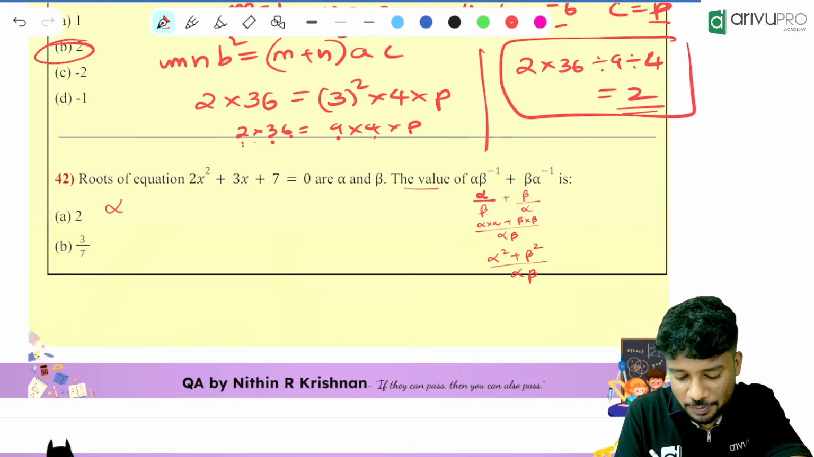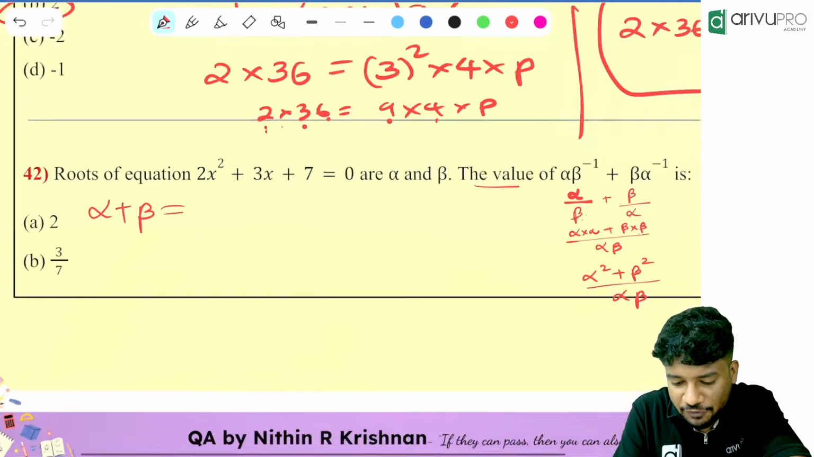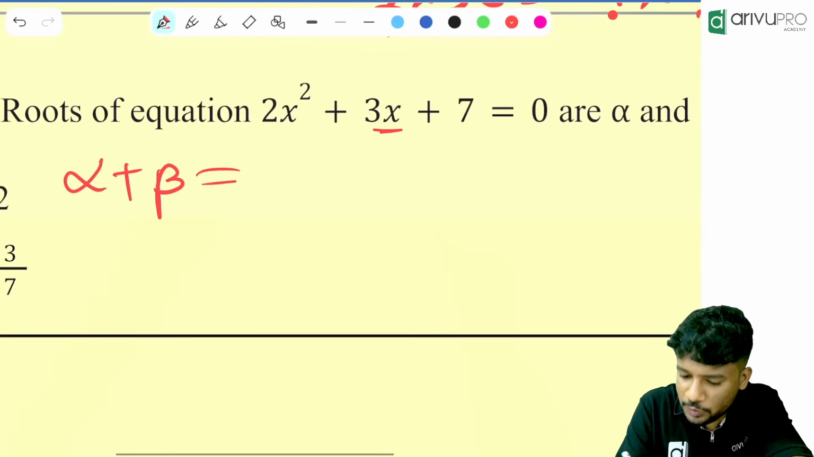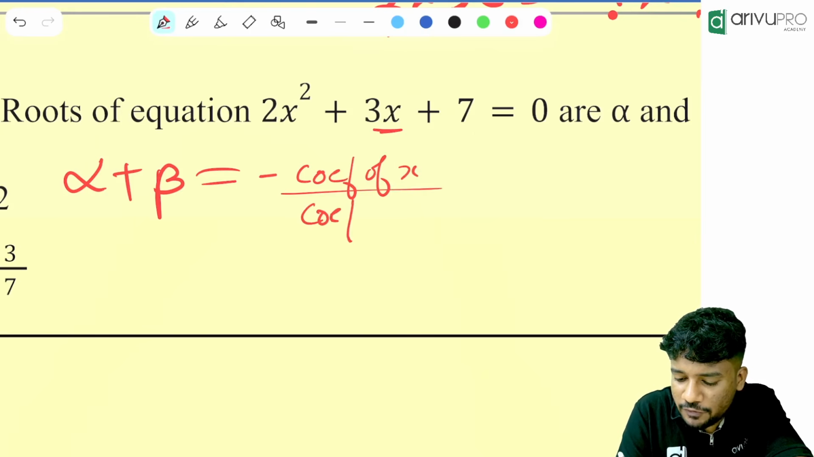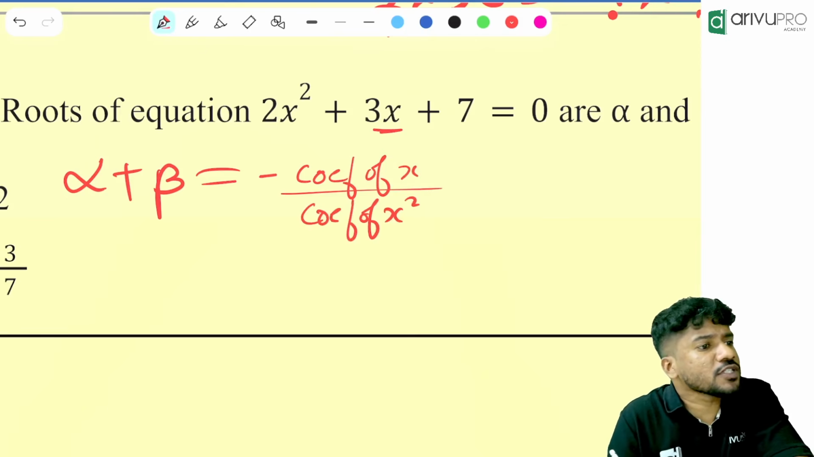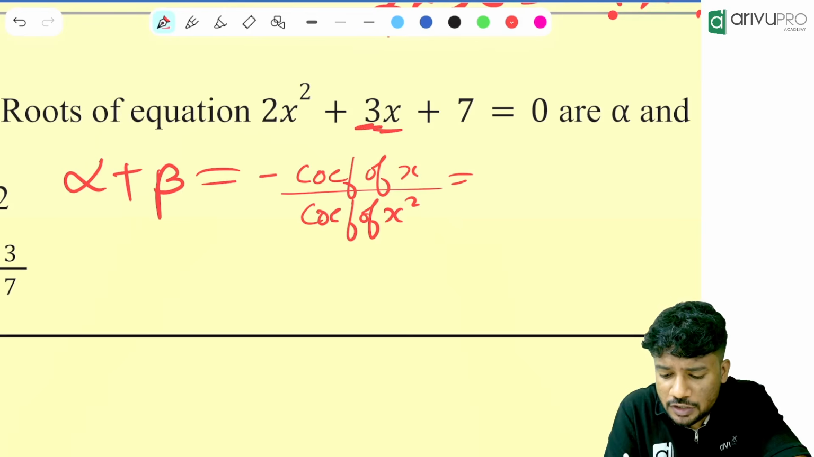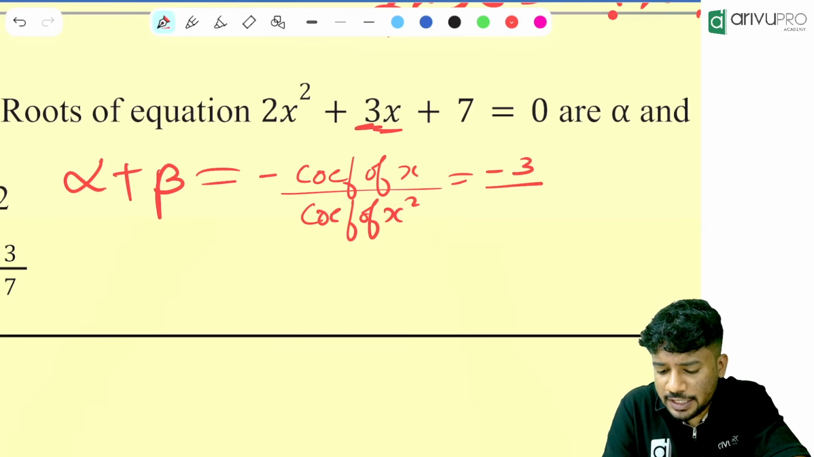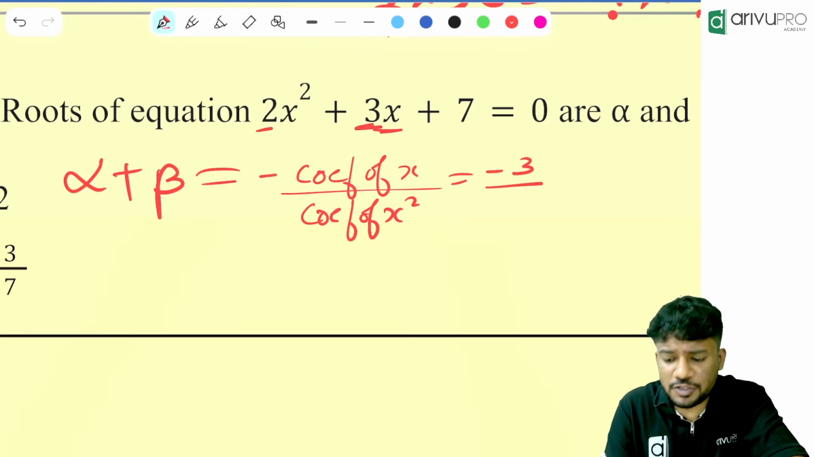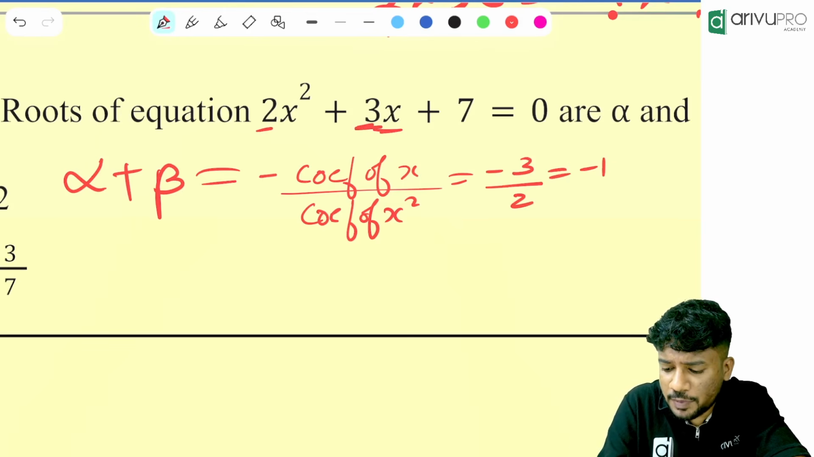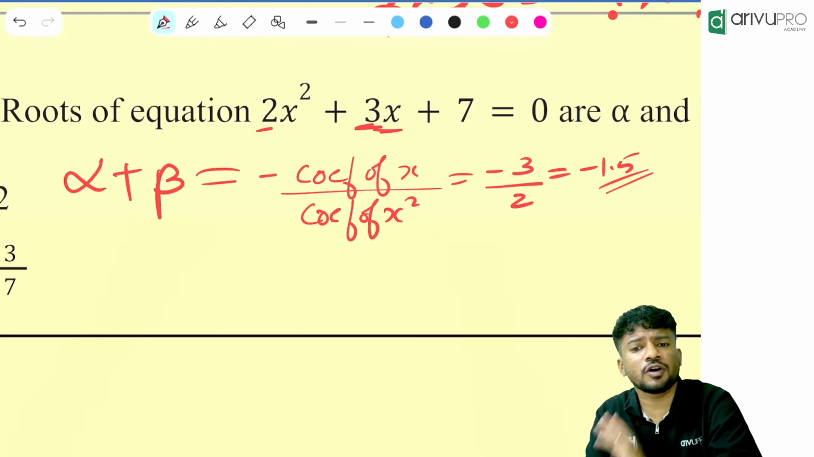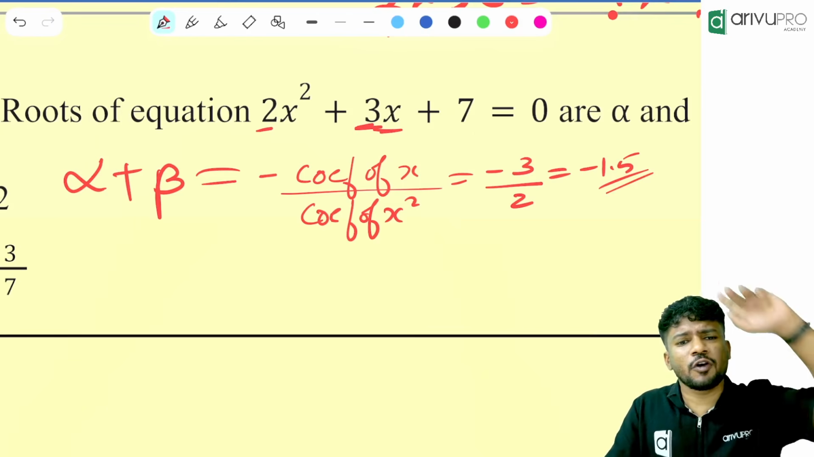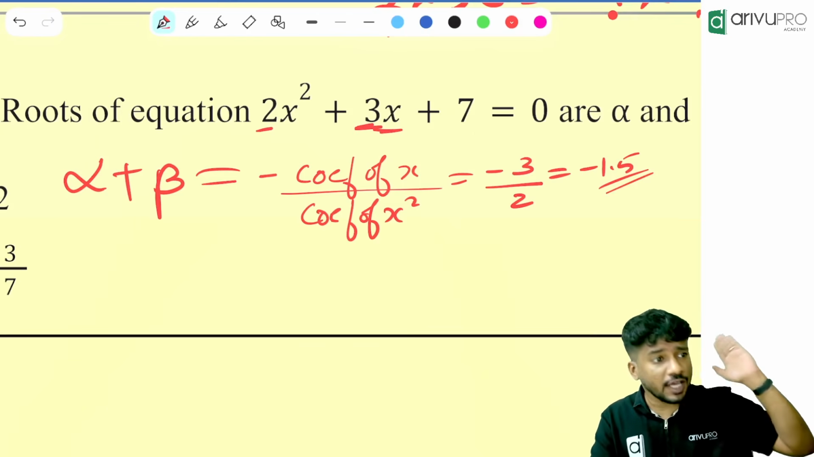Can anyone tell me the sum of the roots, alpha plus beta? Yesterday I told you, that is nothing but minus coefficient of x divided by coefficient of x square. How much is the coefficient of x over here? 3. That is minus 3 divided by coefficient of x square, how much over here? 2. Can I write it as minus 1.5? Can anyone stop me from writing it as minus 1.5? No. We don't want any fractions. We will always write in decimals, because we have a calculator.